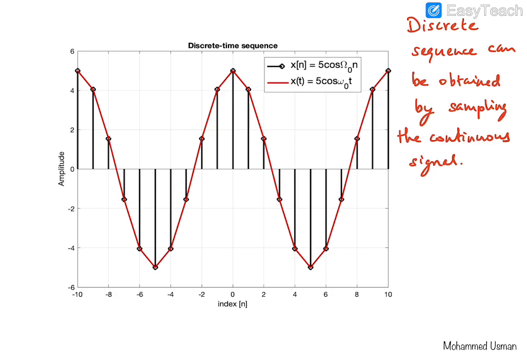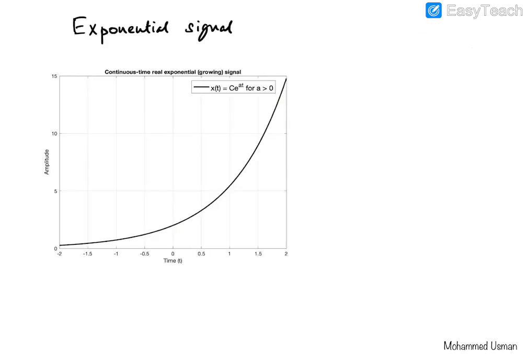So we get the value of the continuous signal at specific sample instances, which are integer numbers. So when n is equal to minus 10, what is the value of the signal? When n is equal to minus 9, what is the value? And so on. So we have obtained here the discrete sequence by sampling the continuous signal. Now the next type of signals that I'm going to introduce is what are called exponential signals.